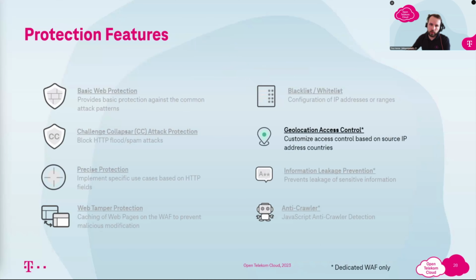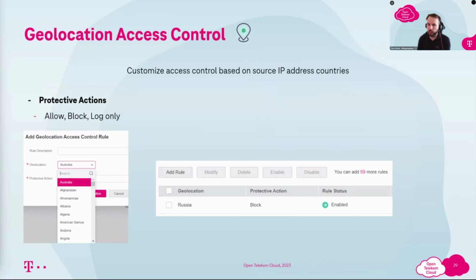Then let's come to the new ones for the dedicated WAF. The first one is the geolocation access controls. That means you can block access to specific countries. For example, here's just Russia as an example, where you can block directly access coming from IP addresses from this country. And you have a lot of countries to choose from.